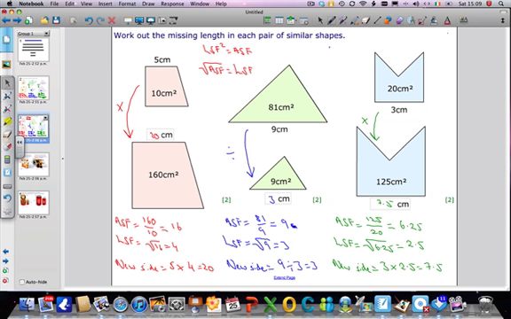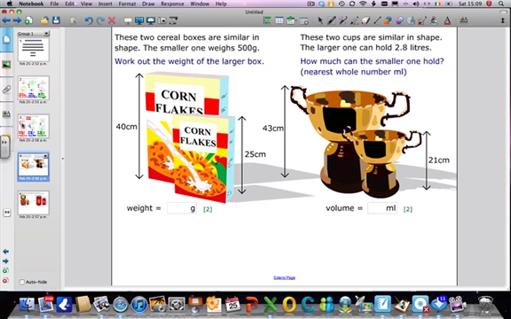Okay, let's move on to some volume questions. Alright, we're told these two cereal boxes are similar in shape, so it's a similarity problem, and it says the smaller one weighs 500 grams. We're asked to work out the weight of the larger box. Well, if you look closely, you can see that we're given two lengths, a length here and a length here. Now you have to recognize that the length of this side is equal to the length of this side, so they're corresponding.